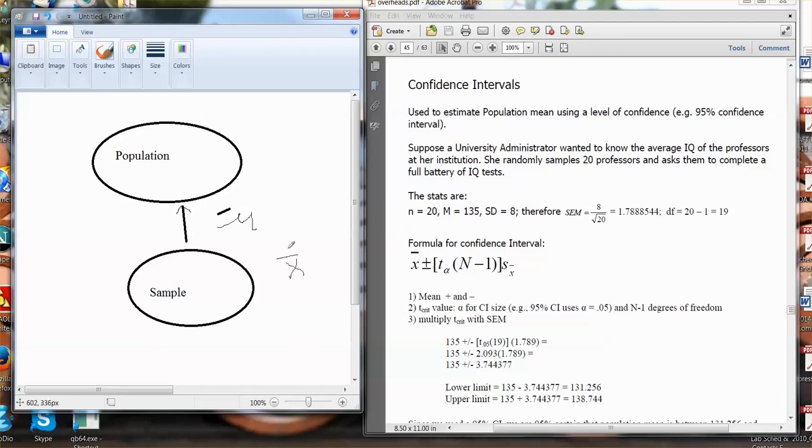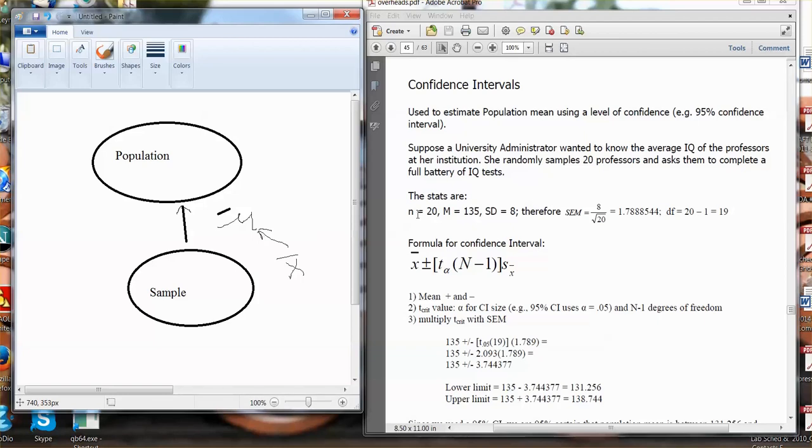But the problem with the sample mean is you don't know how accurate or inaccurate it will be as an estimator of mu. We know that it'll be off a little bit, but we don't know by how much. With confidence intervals, we can get a probability, a level of confidence. Often you construct a 95% confidence interval. So it's a little bit more precise in that regard.